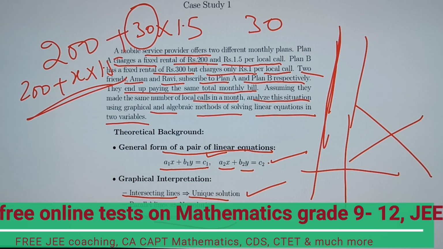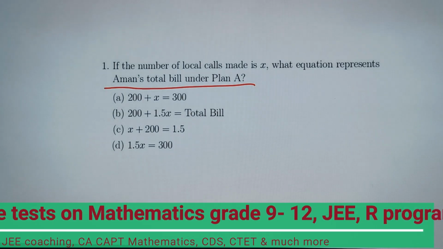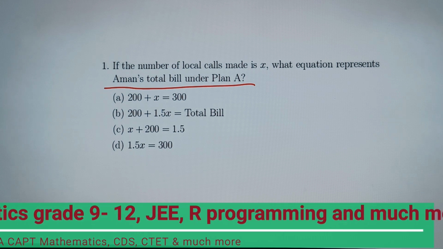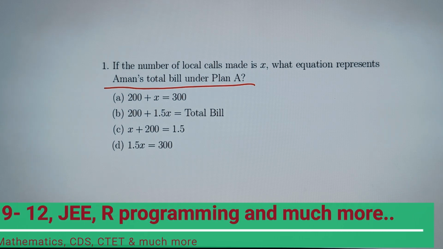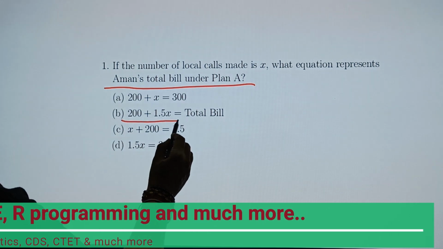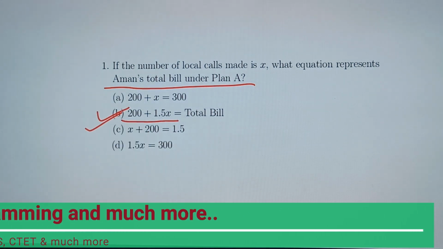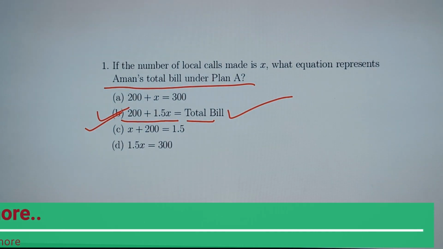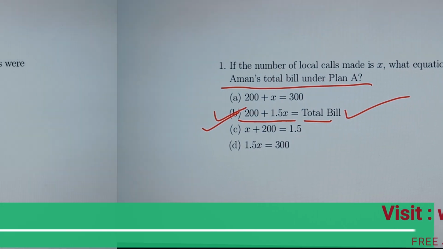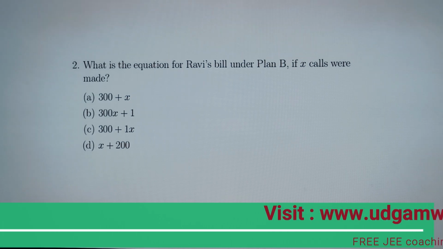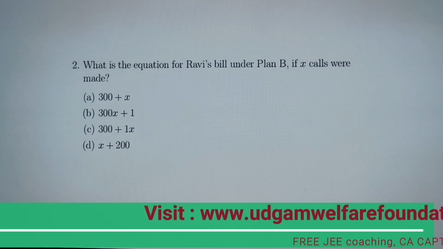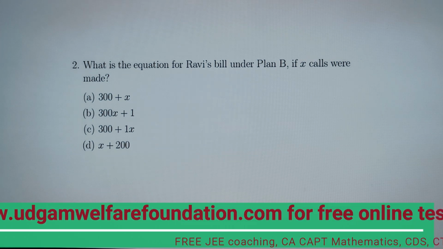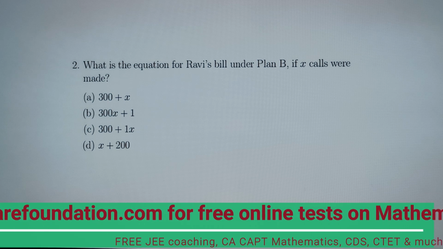Now let's move towards the question. So here the question is, if the number of calls made is x, what equation? We have already discussed 200 plus 1.5x, that is option number B, is equal to our total bill. So that was quite interesting. Now let's move towards question number 2. What is the equation for Ravi's bill under plan B if x calls were made? Very simple. Now let's move towards our case study.